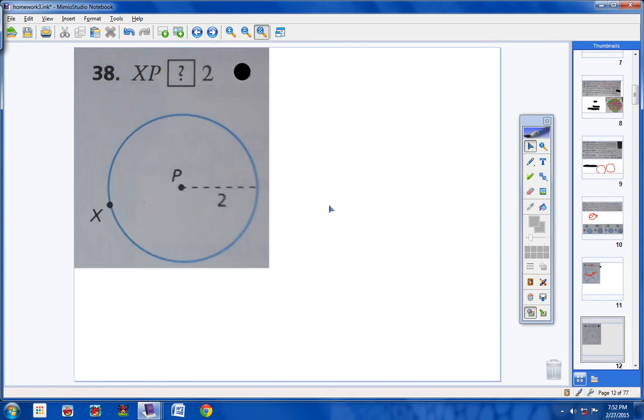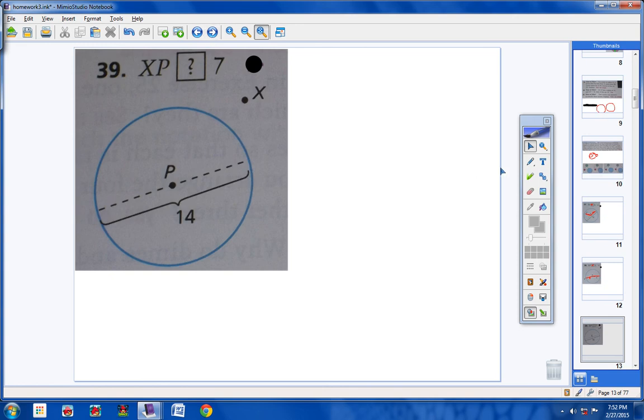Alright, number 38. Look, we have a radius here, it's 2, and XP is also a radius. So it also has a length of 2. So XP equals 2. Number 39. We have an entire diameter of 14. And we know from here to here is 7. That's the radius. Now we're going to draw a line XP. Well, students, think about it. From here to here alone is 7, and the line goes much further than that, so XP has to be greater than 7. Greater than 7.